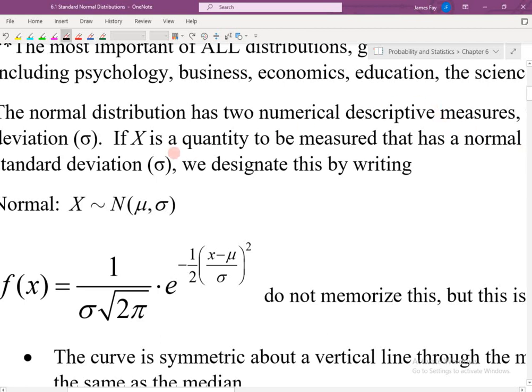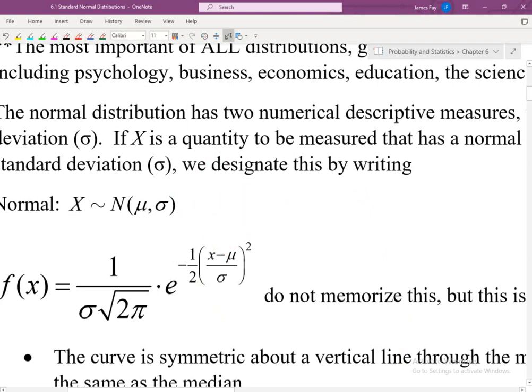So for the standard normal distribution, your mean is 0, and your standard deviation is 1. Okay, so that's how I would write that for the standard normal distribution. Yes? What does the shoulder mean? Does it matter? Doesn't matter. Don't worry about it right now.